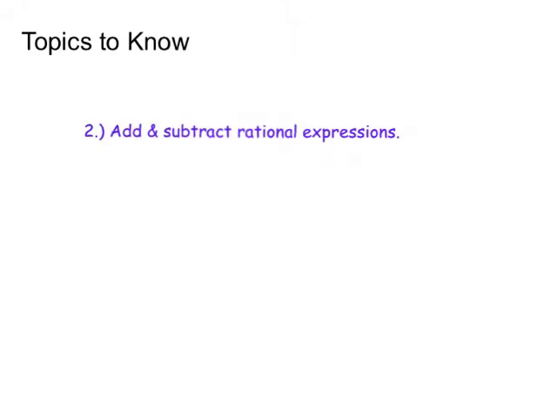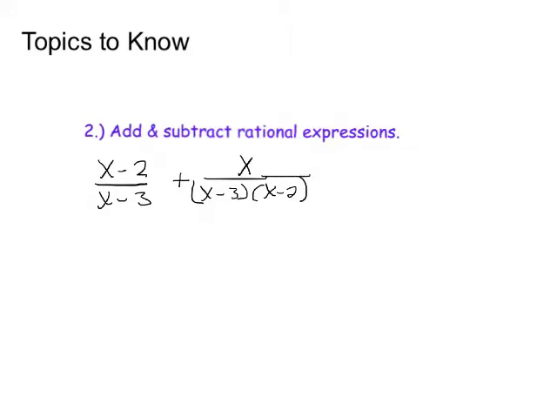For our second topic for today, let me give us a problem. Let's say that I have x minus 2 over x minus 3, plus x over x minus 3 times x minus 2, and let's extend this so it looks like it's all the way over. In this situation, we need to determine, what's my denominator here? x minus 3, x minus 2.